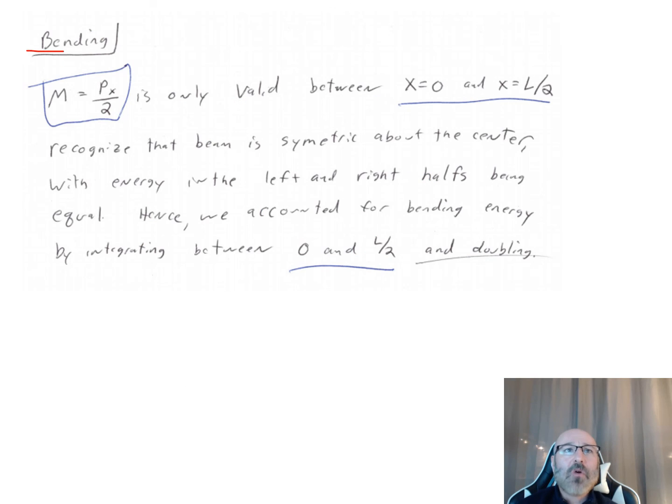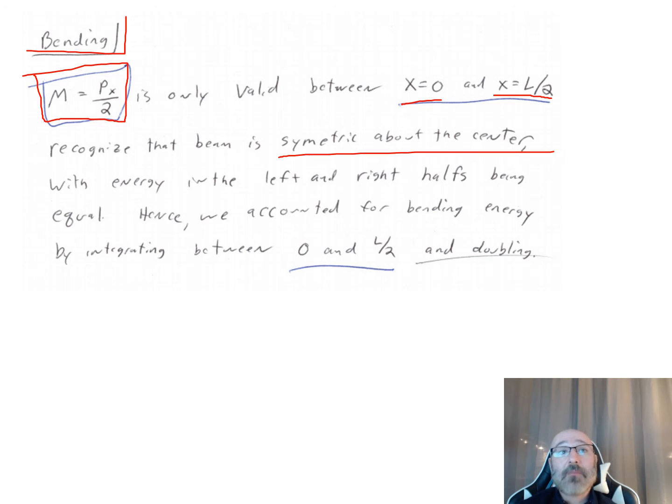Let's talk a little bit more about this bending. We define our moment as force times the perpendicular distance. In this case, our force is P over 2 and our perpendicular distance is x. So we have M equal to Px over 2. Now, this is only valid between x equal to 0 and x equal to L over 2.